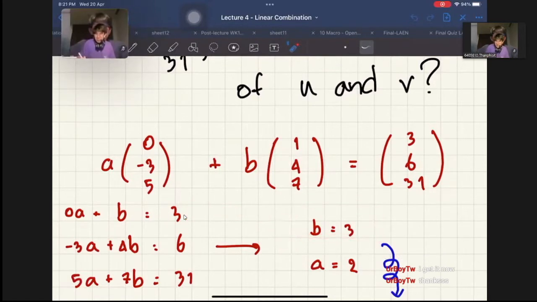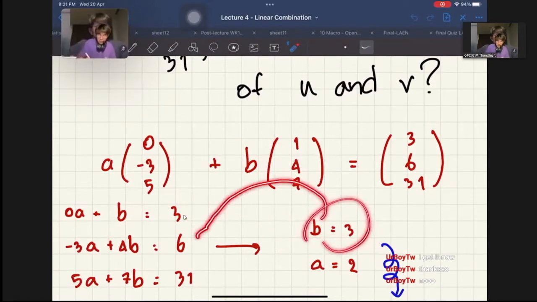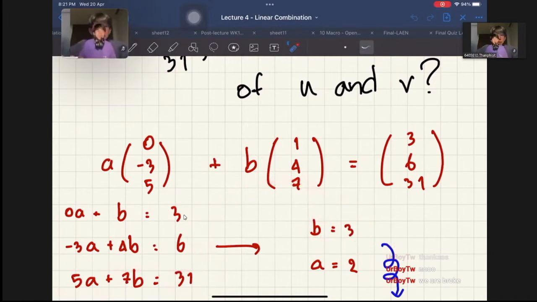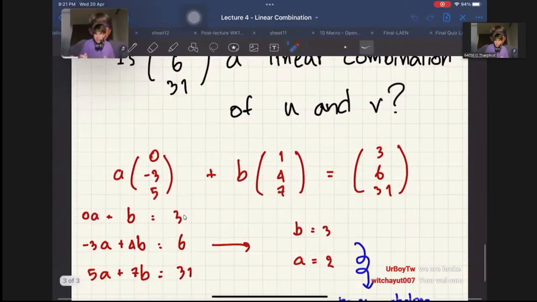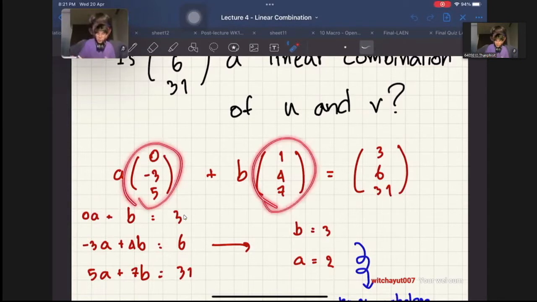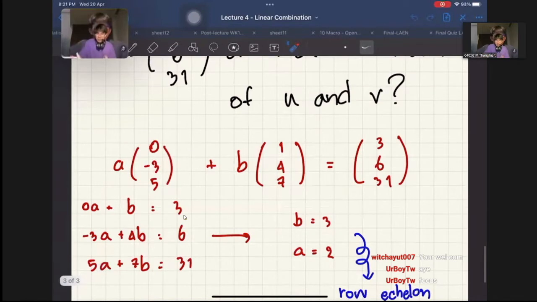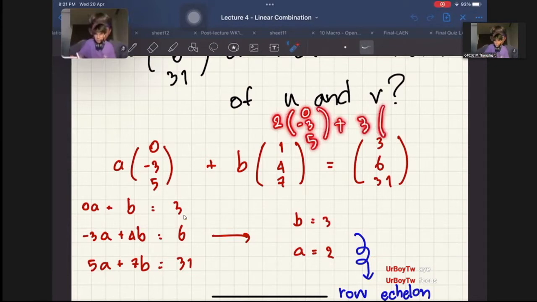And you just use b, put it into the second equation or third equation. So, done. You will get the same answer: a will be 2. So you will get a and b, the scalars, and the vector is 3 and 2. So the answer would be something like this: 2 times (0, -3, 5) plus 3 times (1, 4, 7). You will get (3, 6, 31).